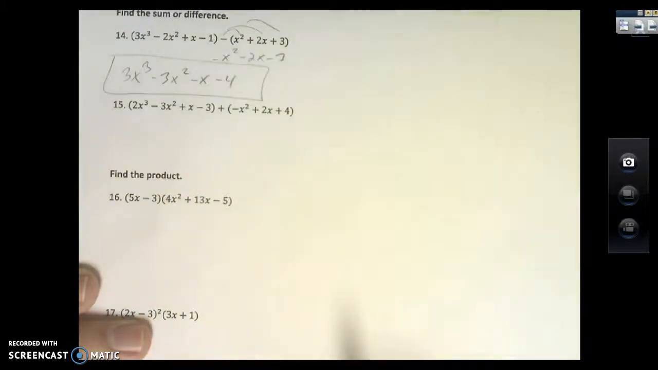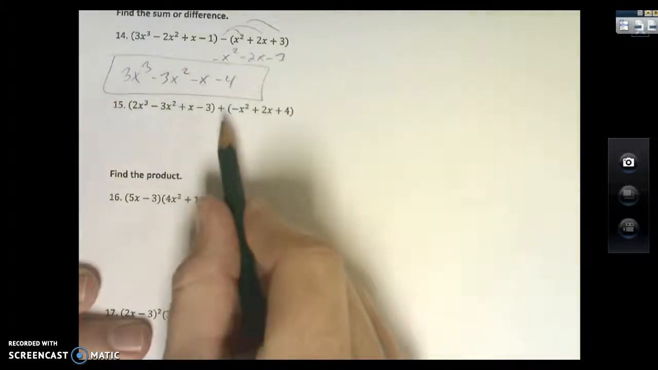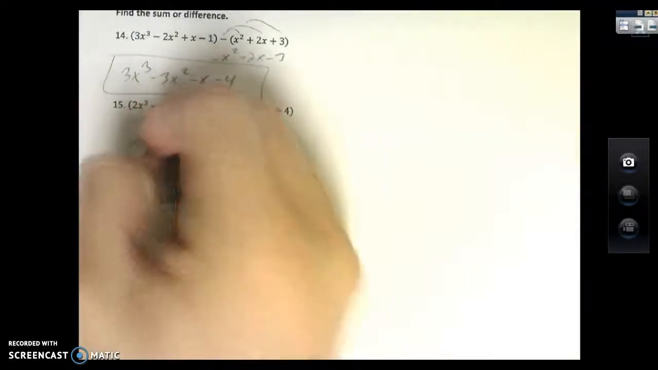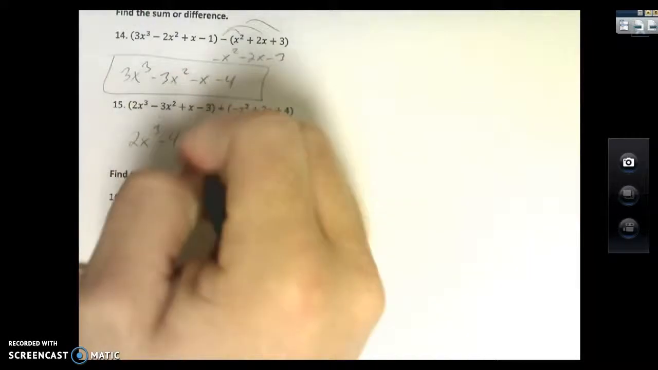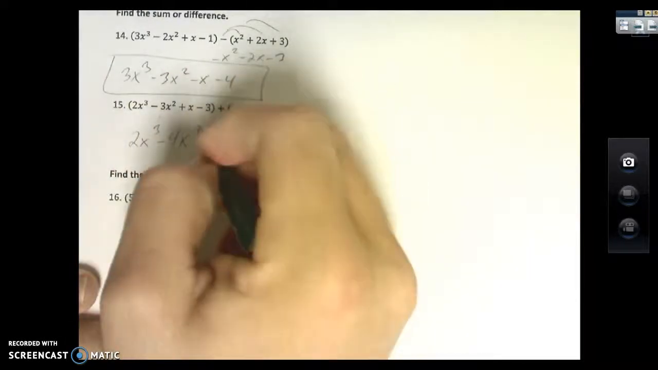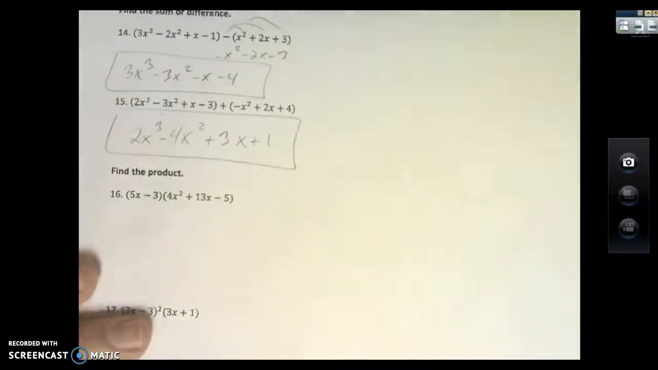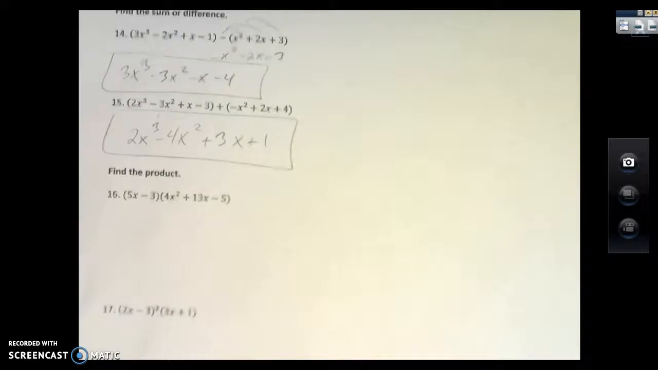Good. Please note for this one that there's a plus sign, so I don't change any of these signs. So this makes this a little bit easier. 2x cubed is the only x cubed I got. Negative 3x squared minus x squared is minus 4x squared. x plus 2x is 3x. Negative 3 plus 4 is plus 1. There we go. Okay. Down to the last three.